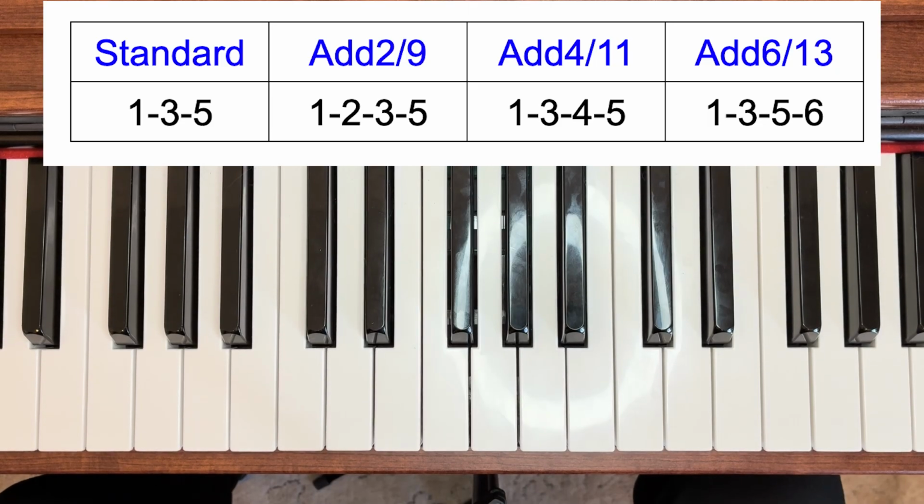So that is all of your add chords. In a major example versus a minor example, these would work the same. So we looked at C major, add 2, 9, 4, 11, 6, 13, and then we looked at G minor, add 2, 9, 4, 11, 6, 13. So that is all of the add chords that we can have.